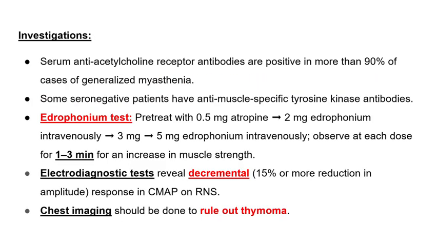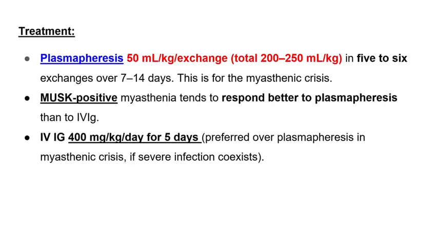So investigations will be serum anti-acetylcholine receptor antibodies, which are positive in more than 90% of the cases. Some seronegative patients will have anti-muscle specific tyrosine kinase antibodies. For the edrophonium test, pre-treat with 0.5 milligram of atropine, then 2 milligram of edrophonium given IV, and then incremental doses of 3 milligram and 5 milligram intravenously. Observe at each dose for 1 to 3 minutes for an increase in muscle strength. Electrodiagnostic tests reveal a decremental response in CMAP on repetitive nerve stimulation test. Chest imaging should be done to rule out thymomas.